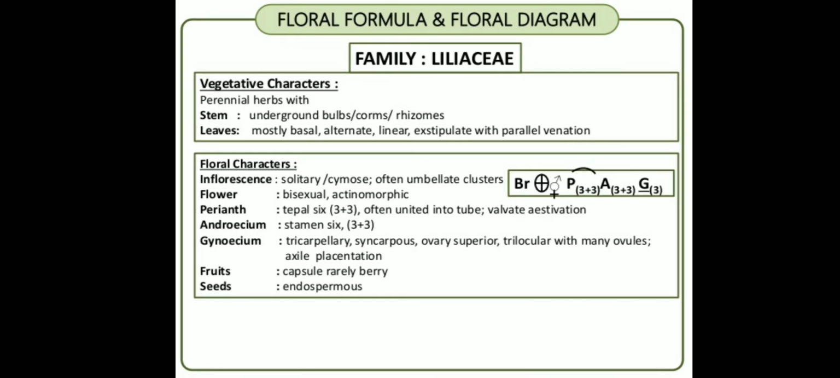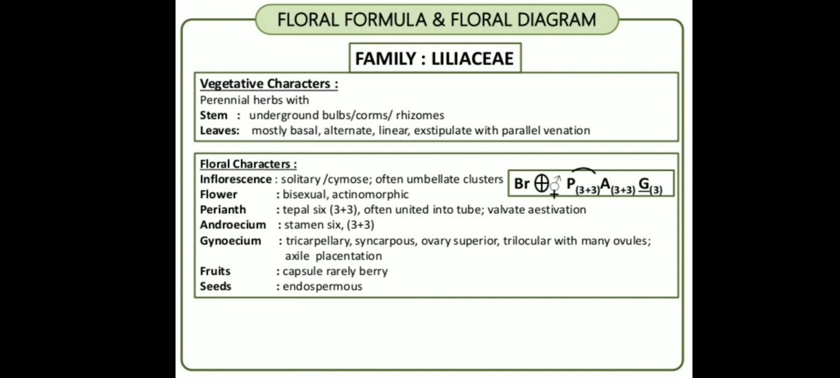So what are the vegetative characters? Those are perennial herbs with underground stems, bulbs or corms or rhizomes. Okay, leaves are mostly basal, alternate, linear, exstipulate with parallel venation. What about the floral characters? The inflorescence is solitary or cymose, often umbellate clusters.